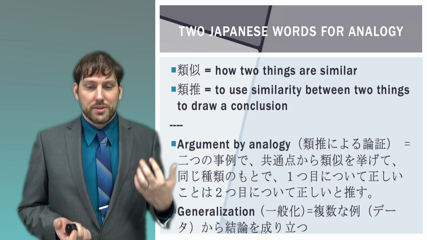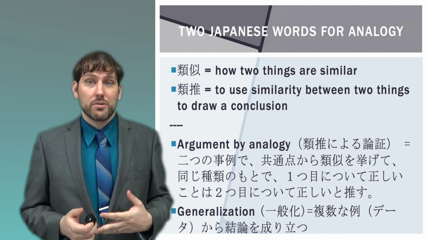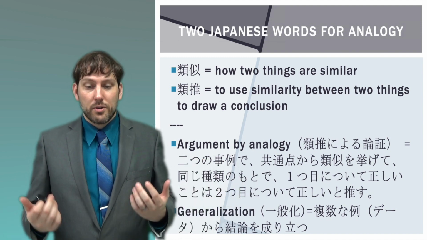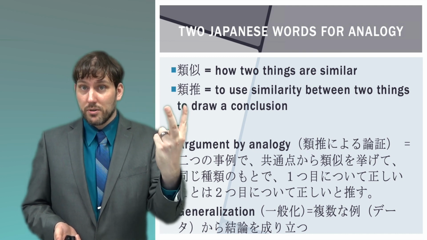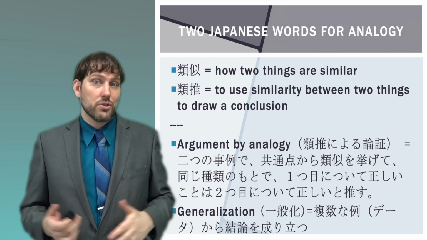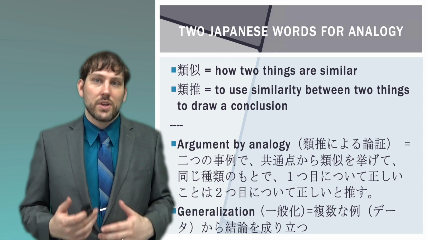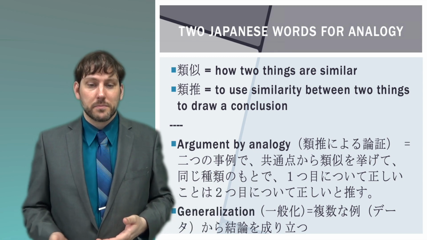One is ryuji, one is ryuisui. So a ryuji just shows that two things are similar, but a ryuisui uses this as an argument to move from one thing to another. So an argument by analogy says that based on the similarities we know between two things, they will share another similarity. A generalization, which we'll look at next week, says that we can collect a bunch of data and say something broader based on the data that we have collected.